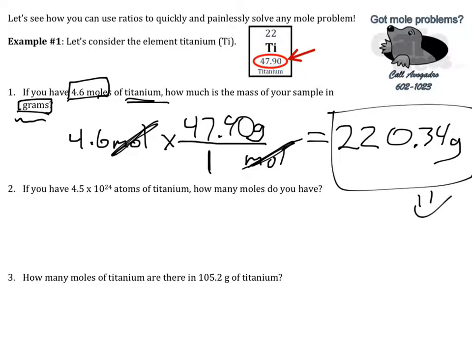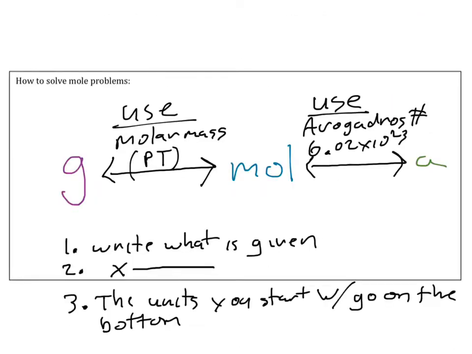All right, let's go ahead and talk about this next one. So if you have 4.5 times 10 to the 24 atoms of titanium, the question is, how many moles of titanium do you have? So we are starting with atoms of titanium, and it's asking for moles. And so if we think about this flow chart, we're starting with atoms, we're going to moles. So notice how we can go in any direction here.